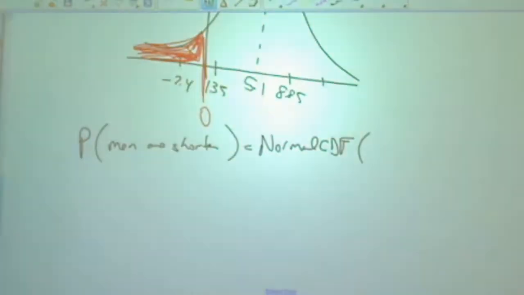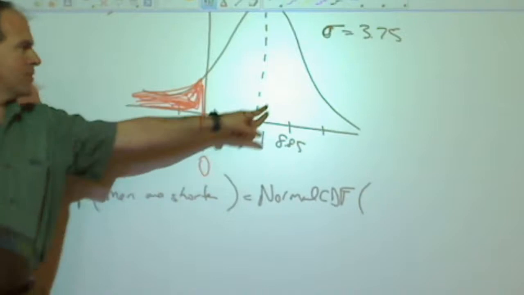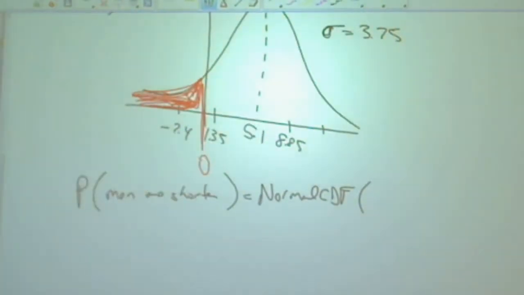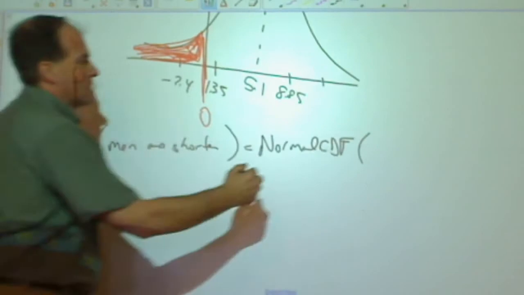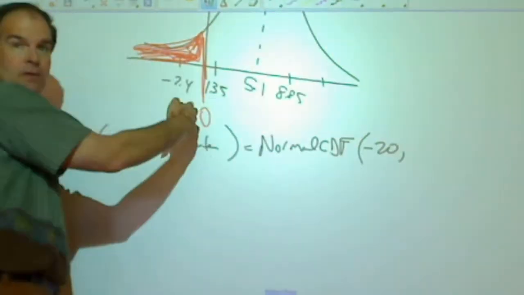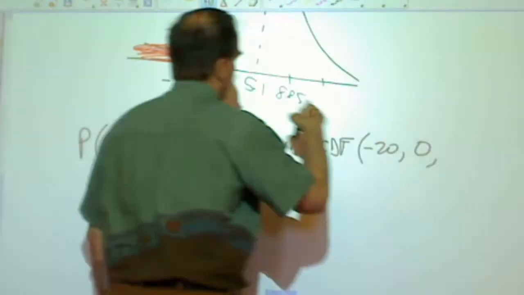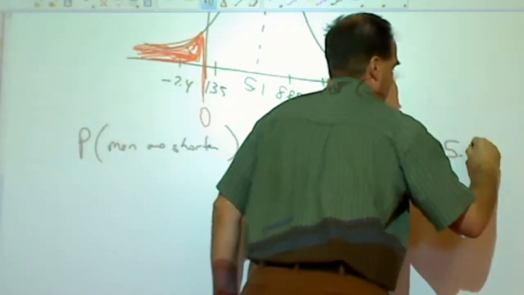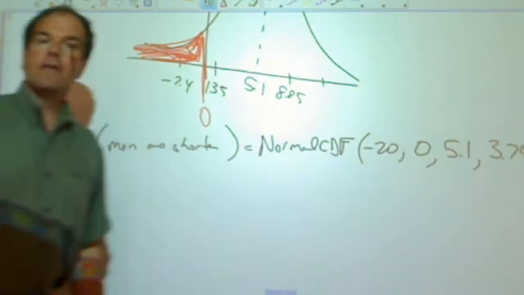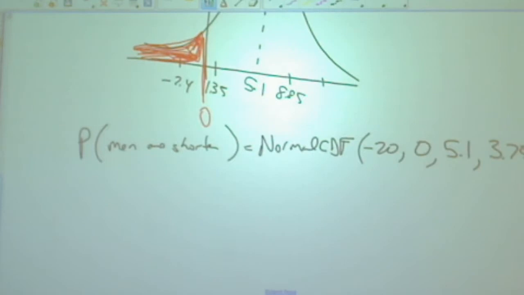lower bounds. Okay, does everybody see my mean is 5.1? That's my sigma. I just need something really low, minus 10, minus 20, just something very low. Okay, minus 20 maybe. I'm going up to 0 when the model has a mean of 5.1, a standard deviation of 3.75.